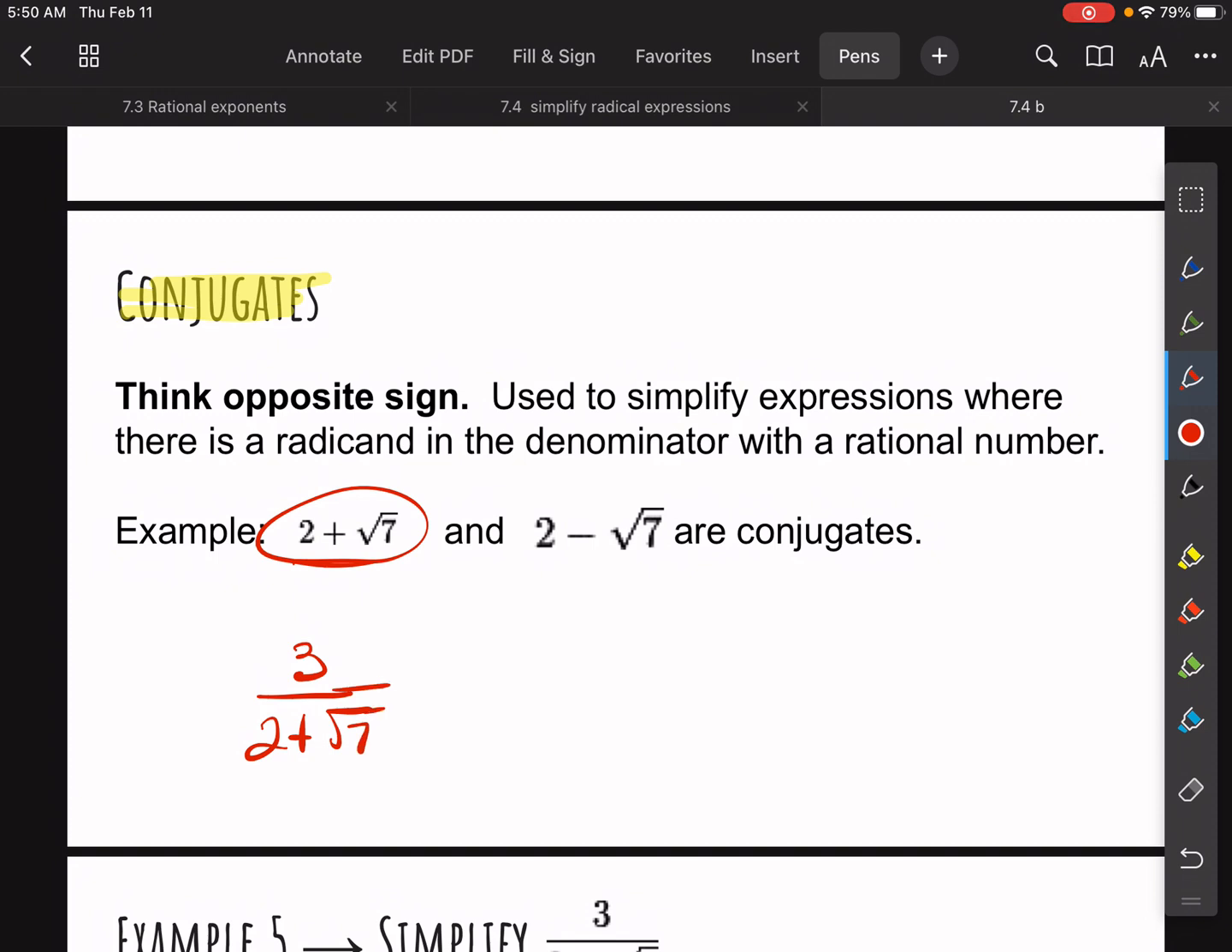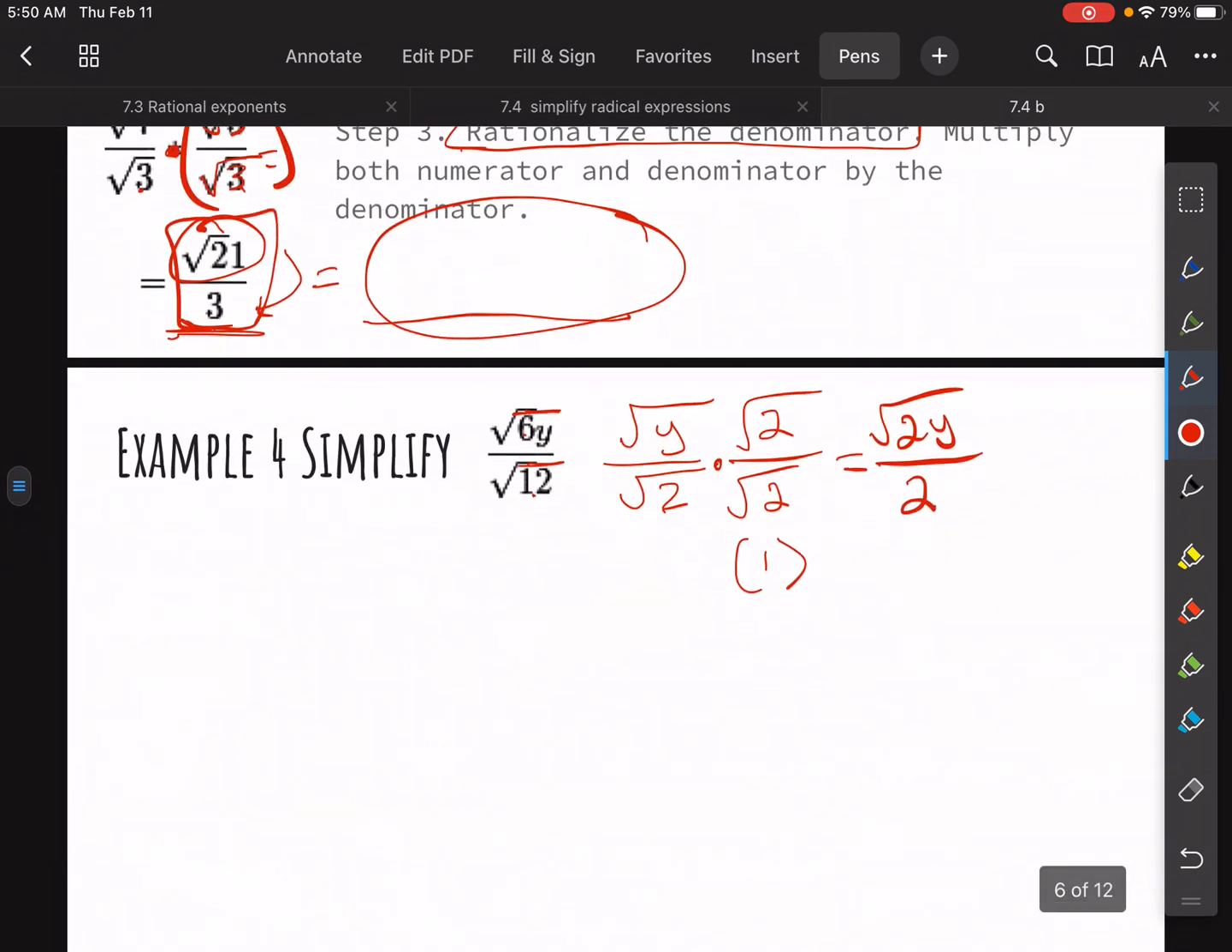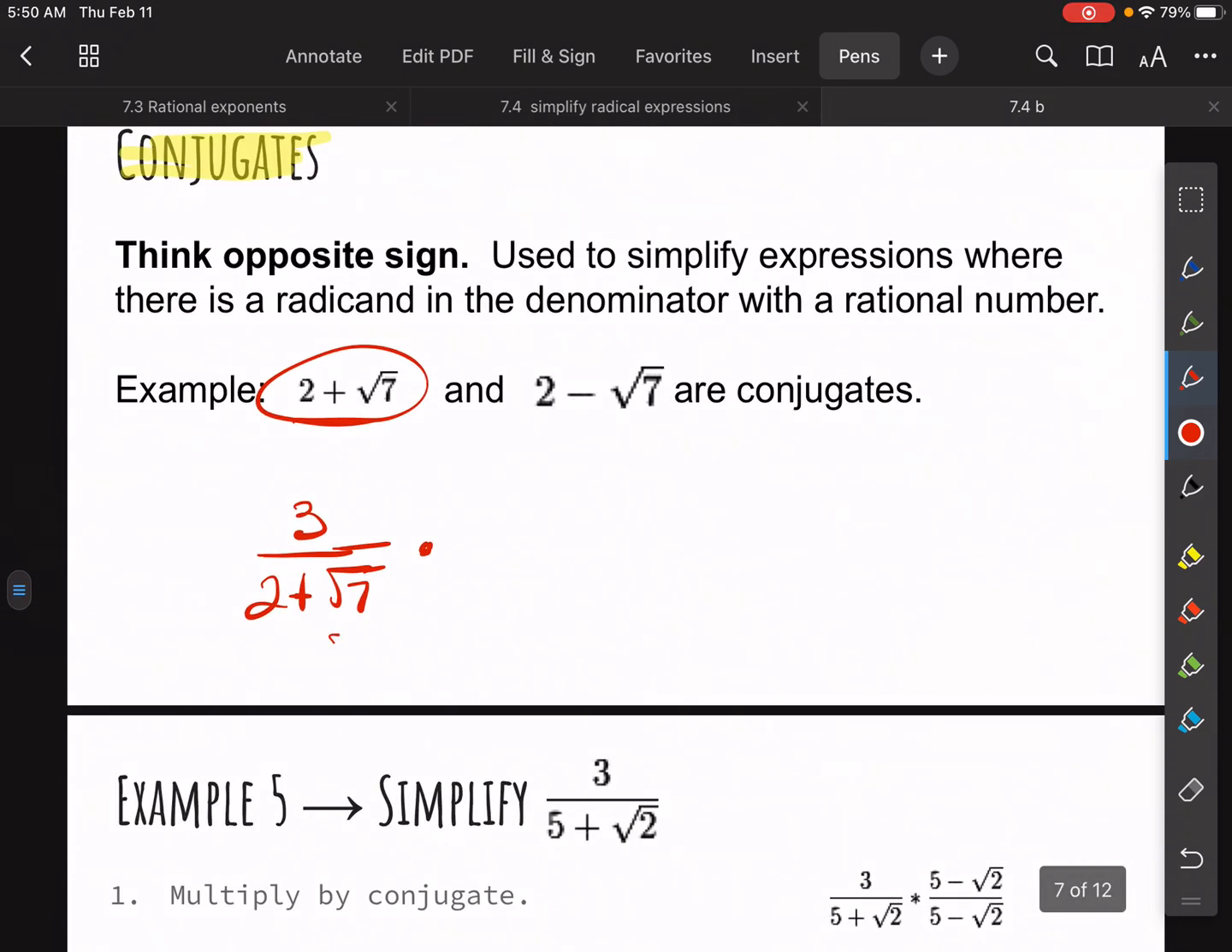If you try to do what we just did in the previous example, example 4, and you think, oh, I've got to get rid of this, so I better multiply by the square root of 7 over the square root of 7, you have to be very careful there, because you have to distribute that to both pieces. So catch this, because you're not going to end up doing this. I'm going to show you why.